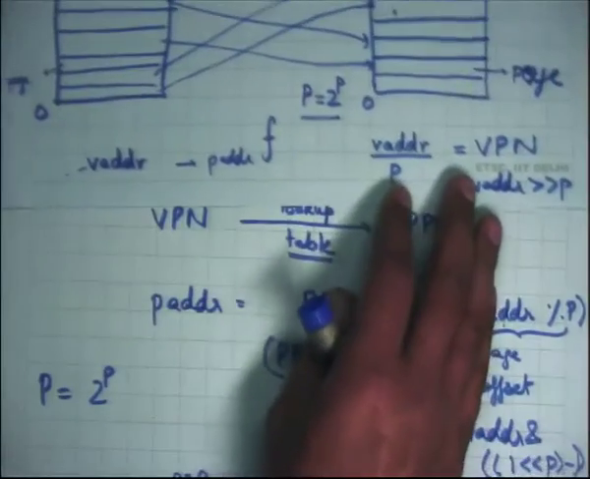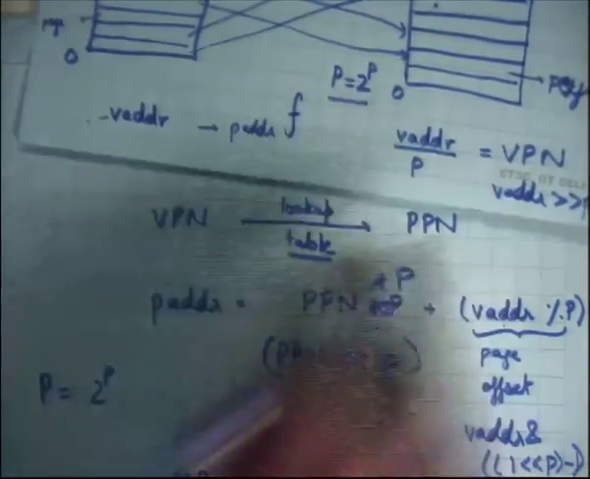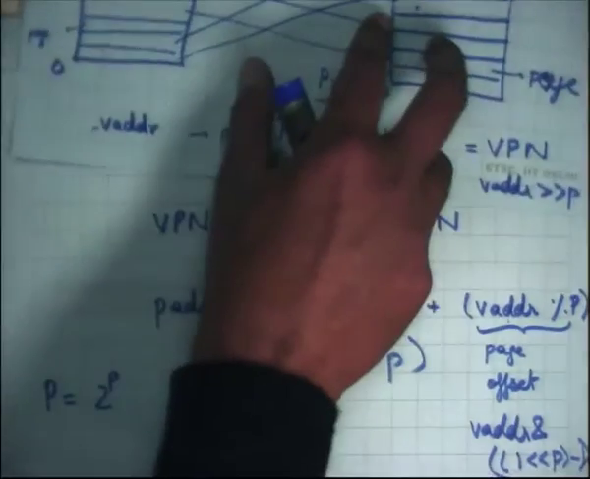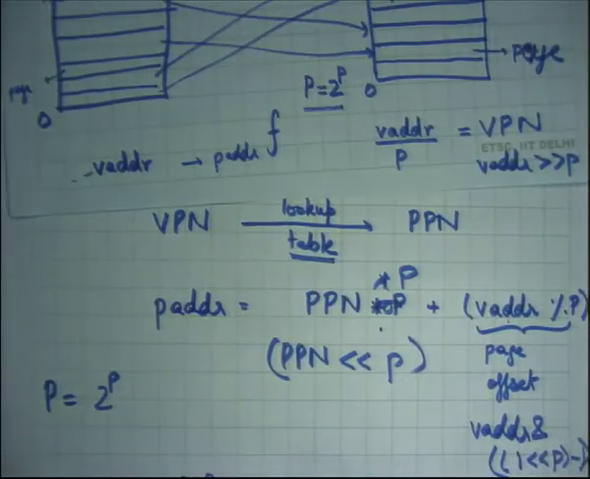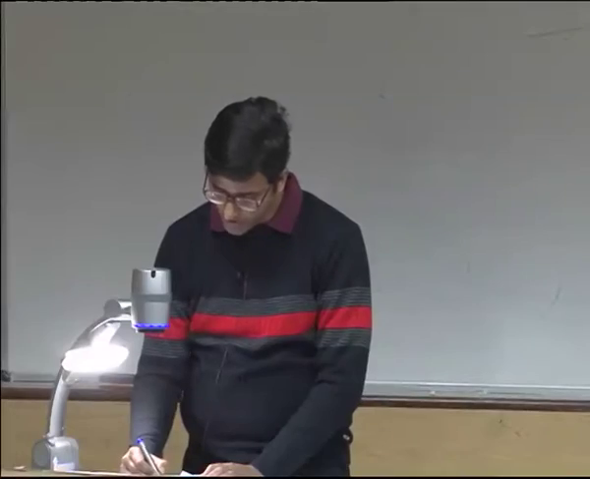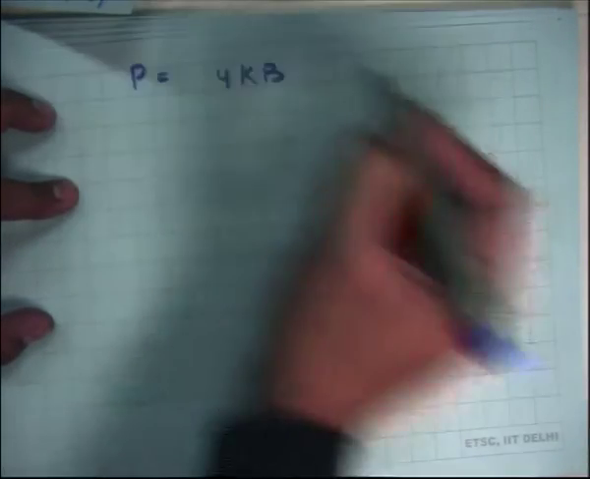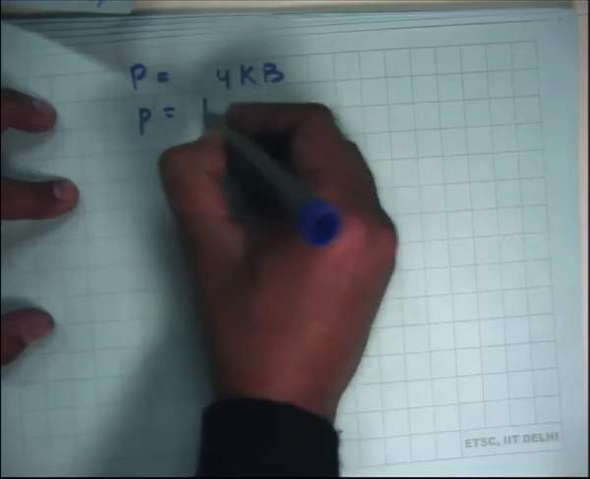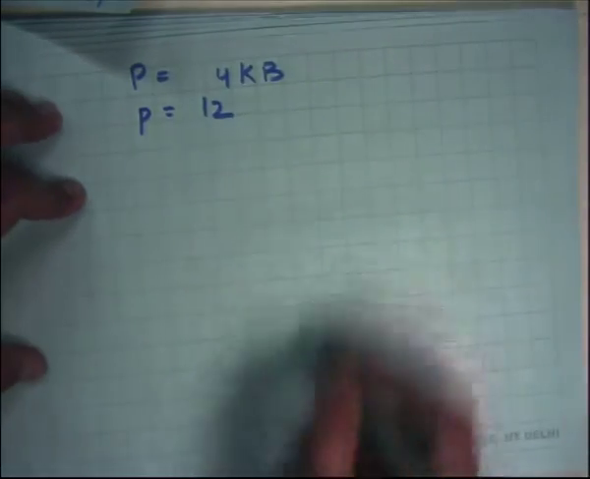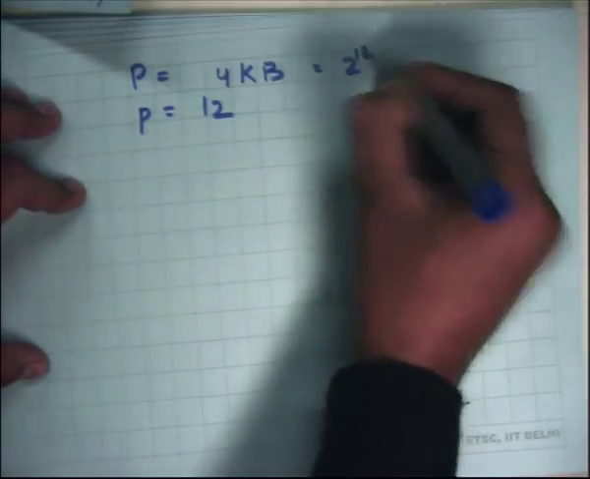Okay, so here's an engineering decision to be made. What's the size of a page? The typical size of a page that's used in modern hardware is 4 kilobytes, right? So capital P is equal to 4 kilobytes and small p is equal to 12. So just 2 to the power 12.